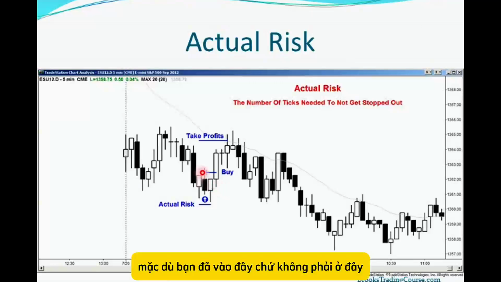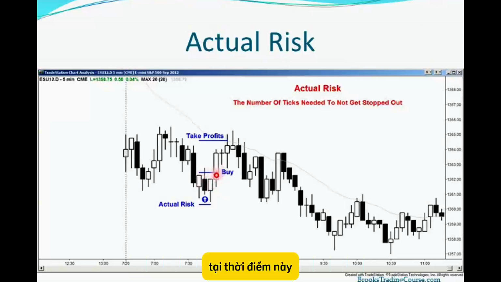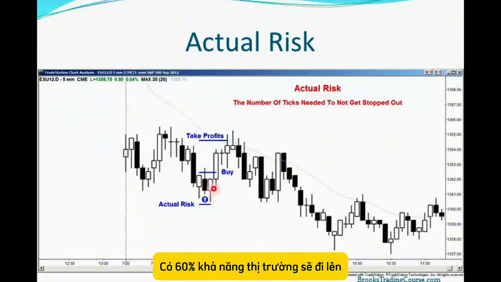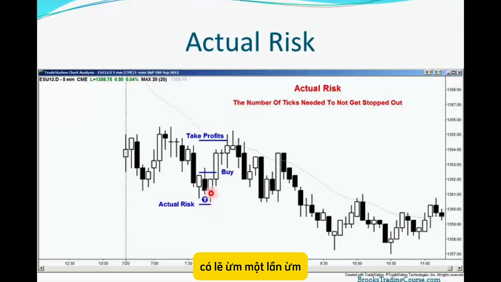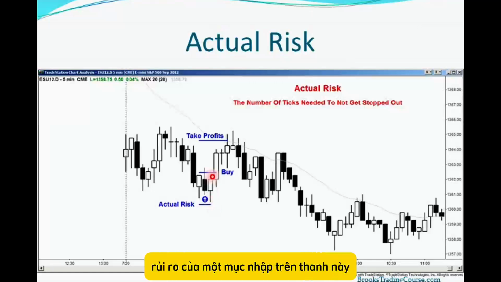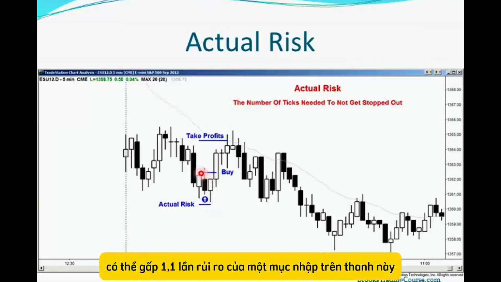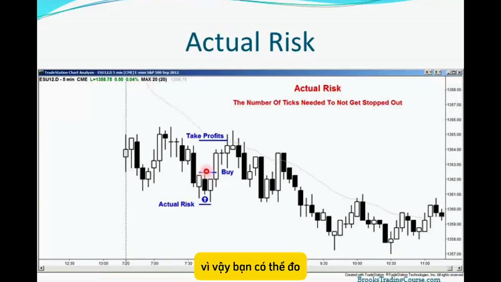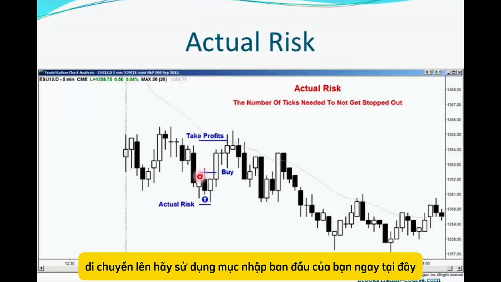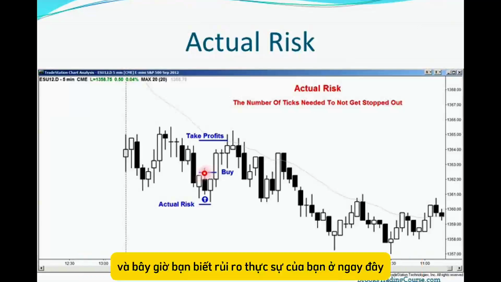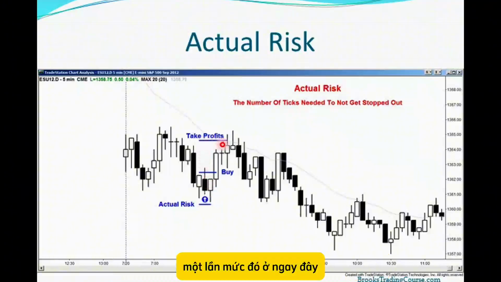Even though you entered over here and not over here. At this point, there's a 60% chance that the market will go up probably 1 times the risk of an entry above this bar, maybe 1 times the risk of an entry above this bar. So you could take a measured move up. Let's use your original entry right here. And now you know your actual risk was right here. 1 times that level is right here.